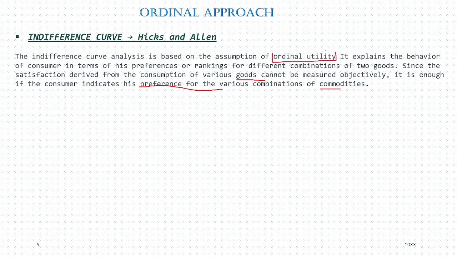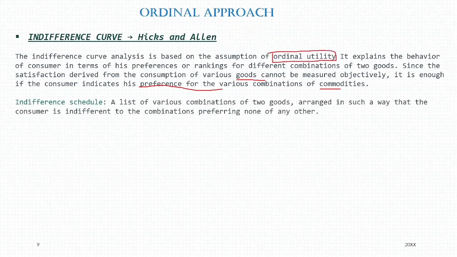We derive the indifference curve from the indifference schedule. So first we should know what an indifference schedule is. An indifference schedule is basically a list of various combinations of two goods arranged in such a way that the satisfaction derived from each combination will be equal to one another. Basically it's a list of X and Y commodities where we write the quantities, and the satisfaction derived from them will be equal in each combination. So that is the indifference schedule.